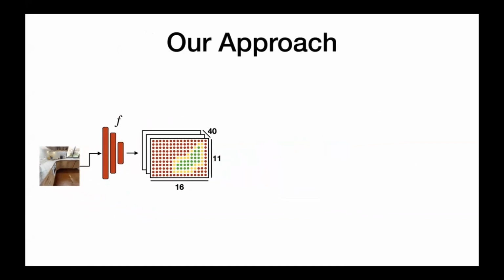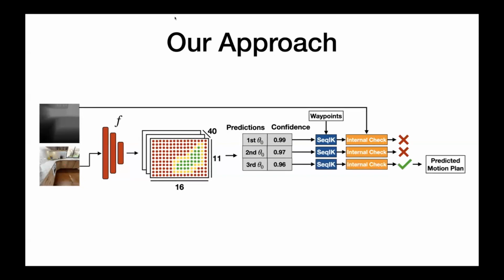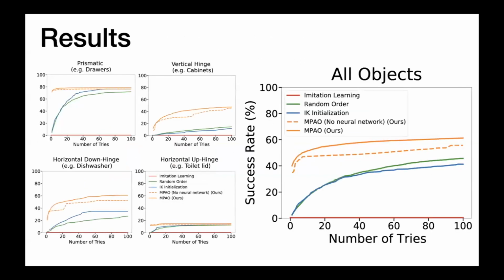To do inference, you do some internal collision checking based on the geometry that's available only from your onboard camera. You don't need a full scan. So you get multiple predictions, but then you can pick the one that passes this internal check and you return that as the motion plan. Okay, good. So we have done this, and these are results on our data set.